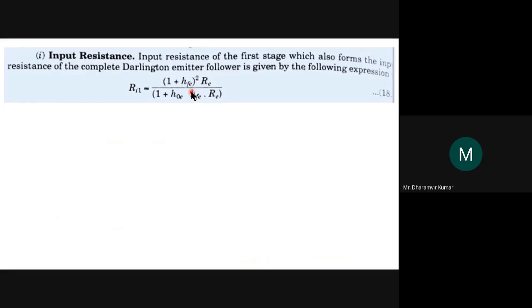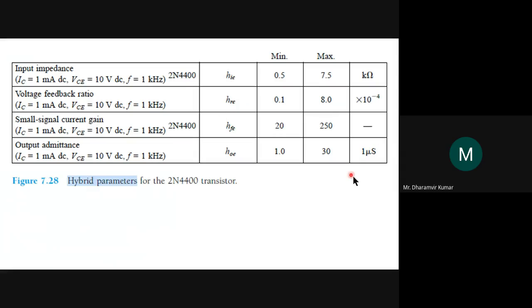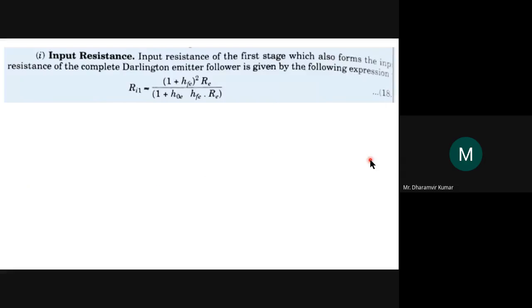And these are the H parameters. HFE is the forward current gain, and HOE is the output admittance. And remember, the output admittance was in terms of 10 to the power minus 6 Siemens. So this HOE will be in terms of 10 to the power minus 6, and this HFE is the beta.